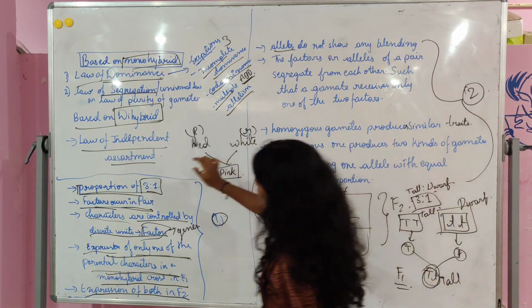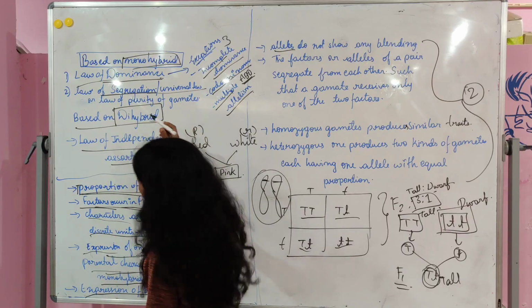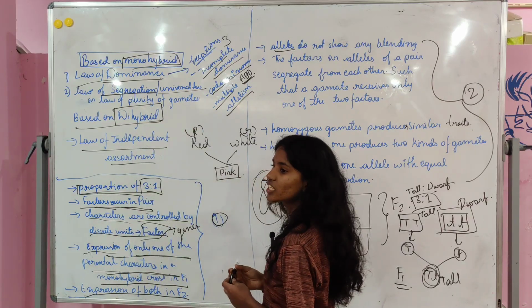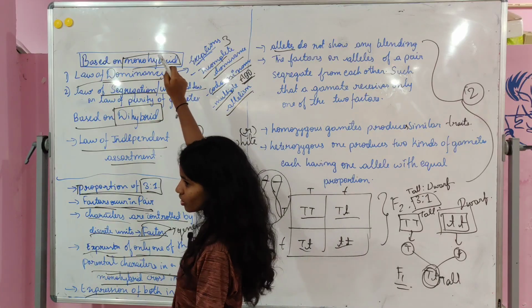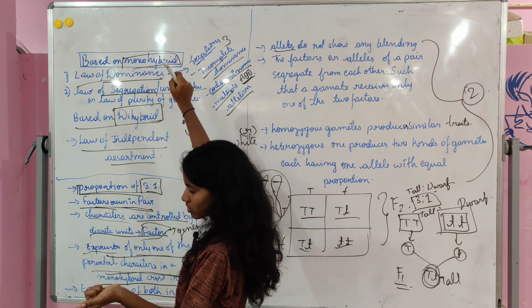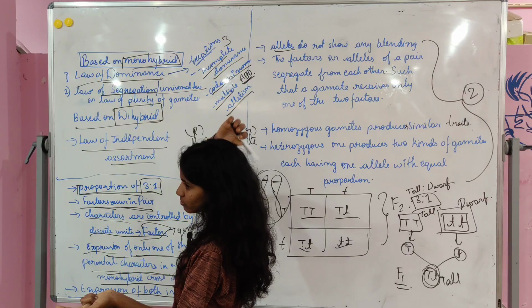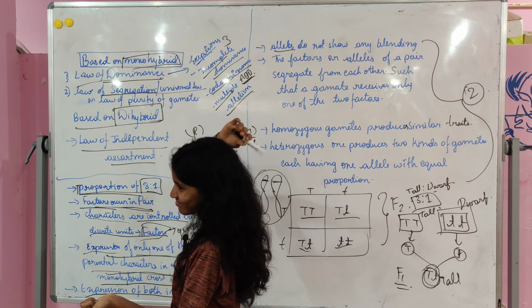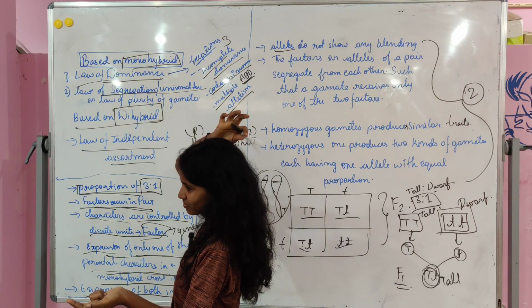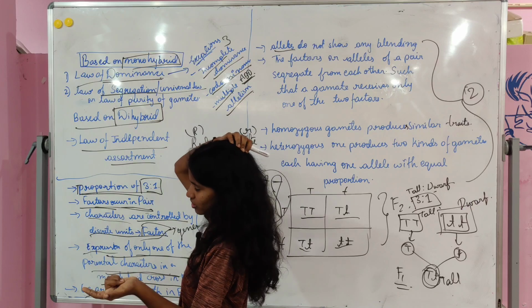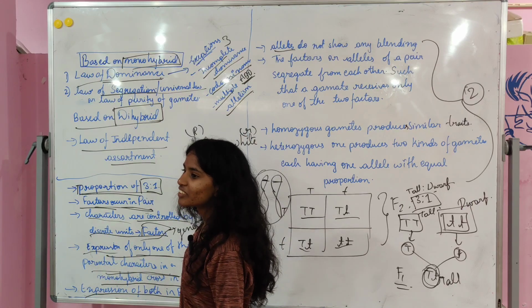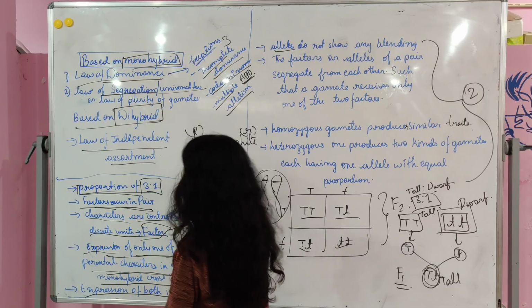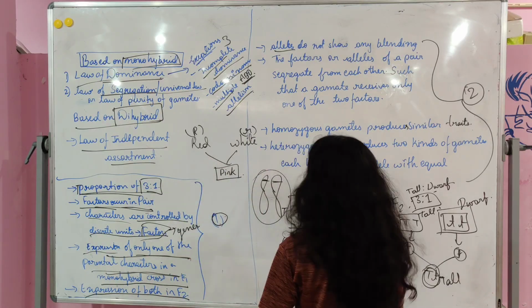Okay. That is the law of segregation. The law of segregation does not have any exceptions, whereas the law of dominance has 3 exceptions: multiple allelism, codominance, and incomplete dominance. I explained that also, no?